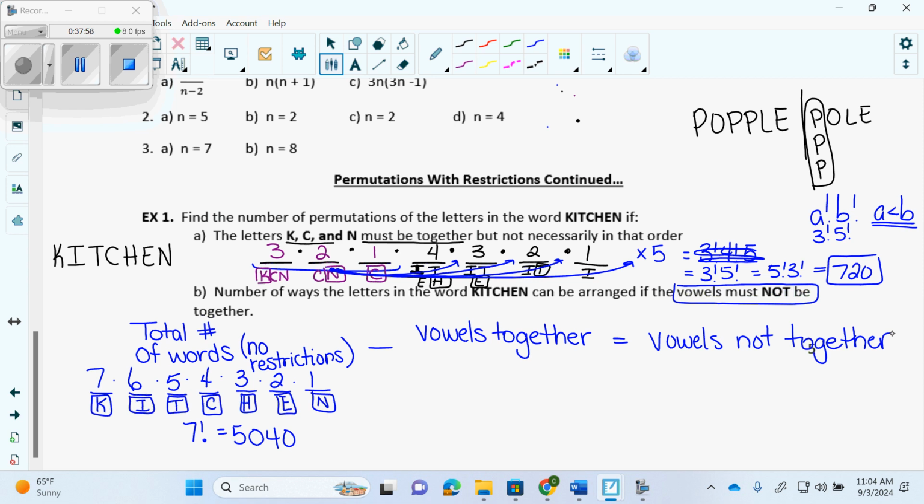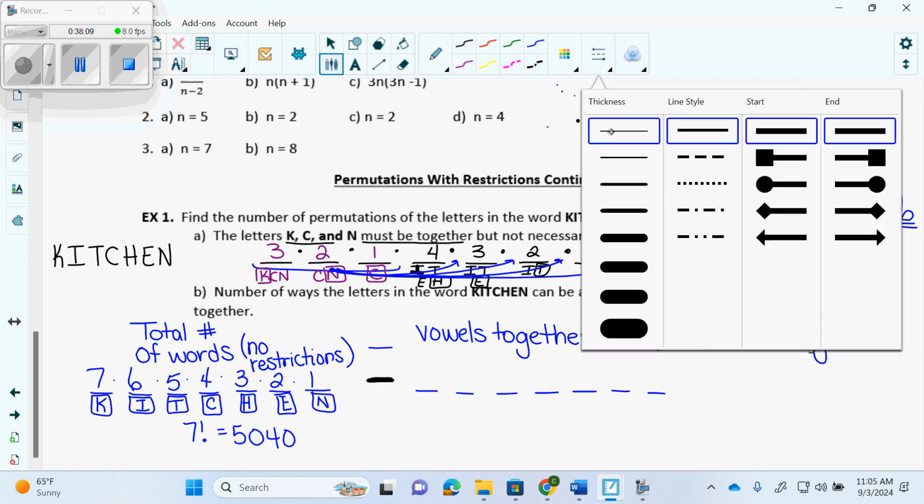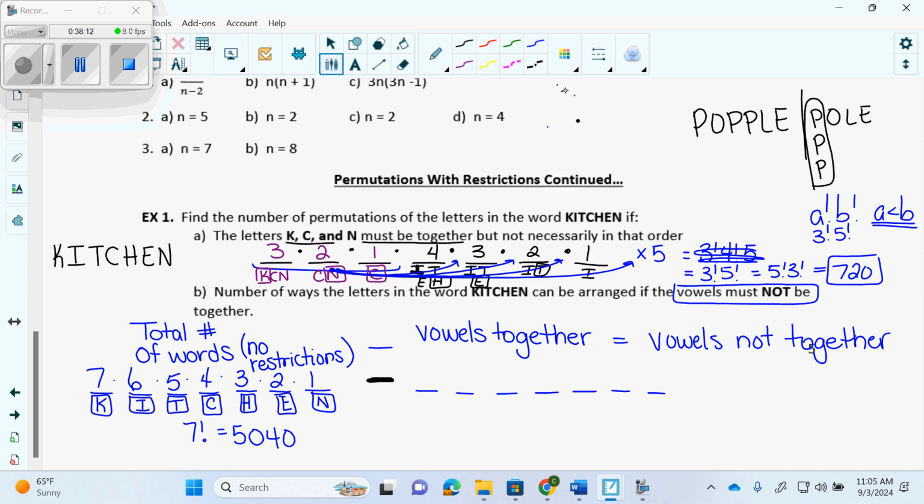So vowels together. 1, 2, 3, 4, 5, 6, 7. How many vowels? This is a subtraction sign. Make a different color. How many vowels are in kitchen? 2. I and E. Correct? So I'm going to hook them together. So I have 2, then 1. Do we agree? Use up those 2 vowels. How many letters do I have left? 5. Then 4, then 3, then 2, then 1. And then am I done? That represents vowels together at the front.